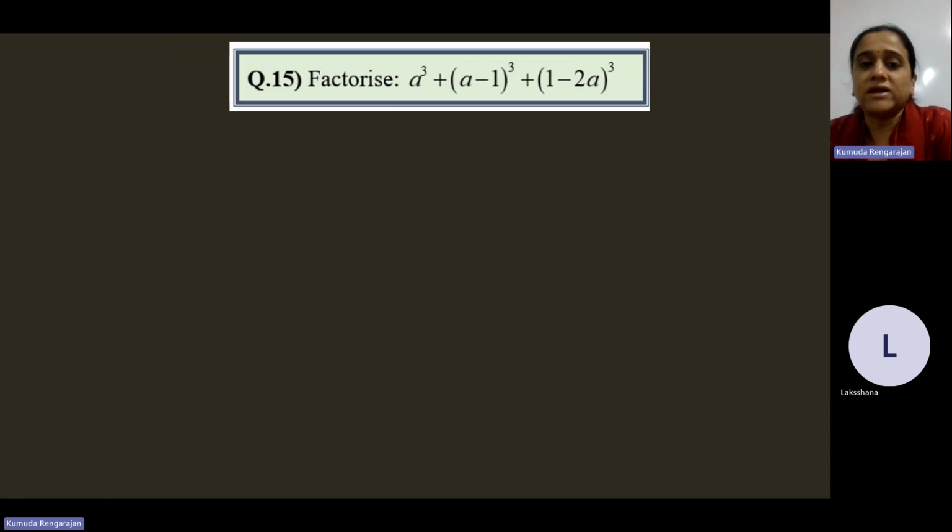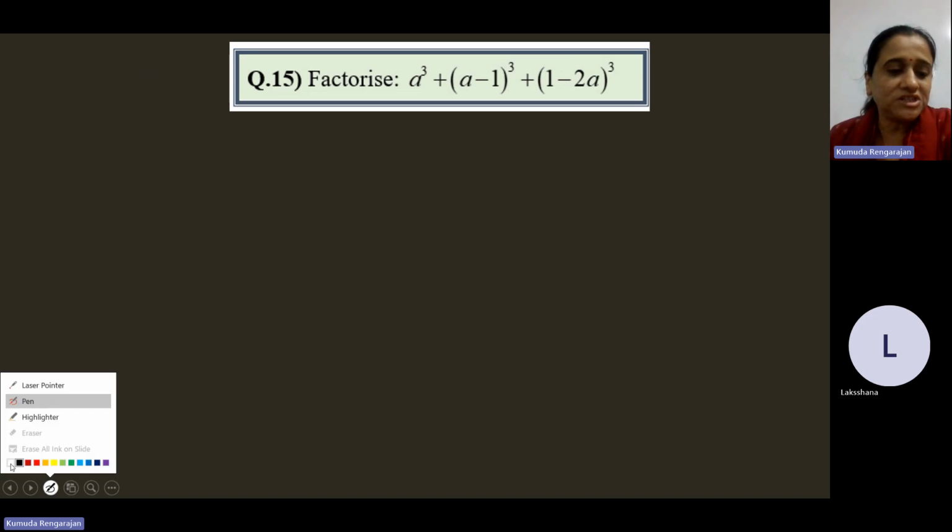Look at this one. Factorize a cubed plus (a minus 1) the whole cubed plus (1 minus 2a) the whole cubed. In this expression, we have three perfect cubes. So there's only one identity which involves three perfect cubes.